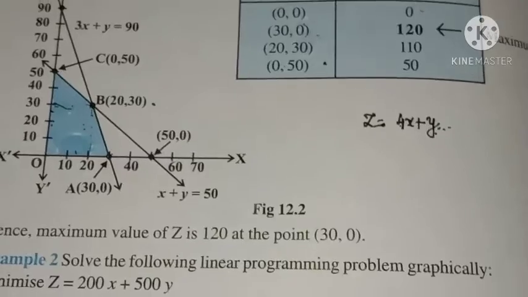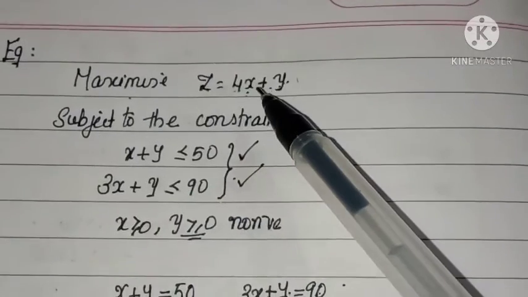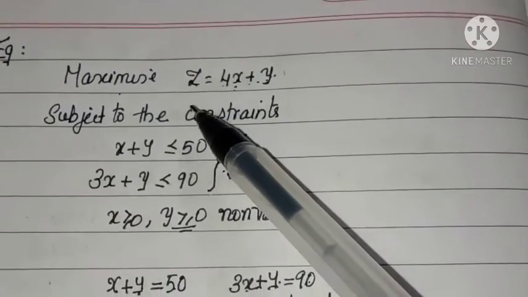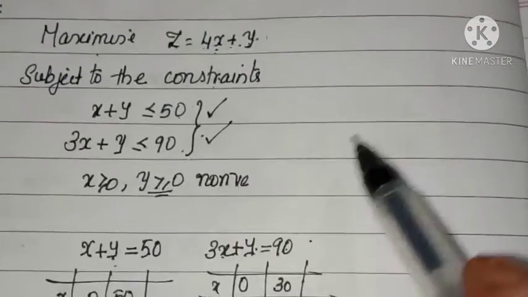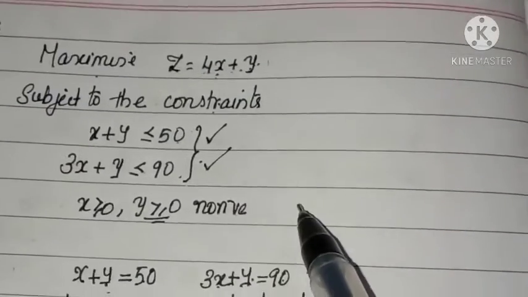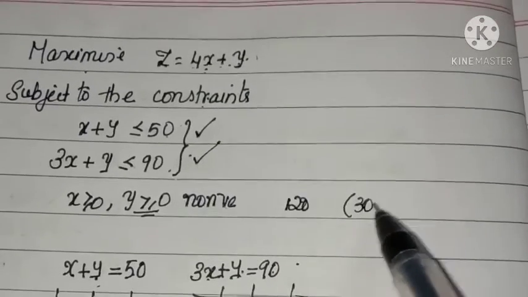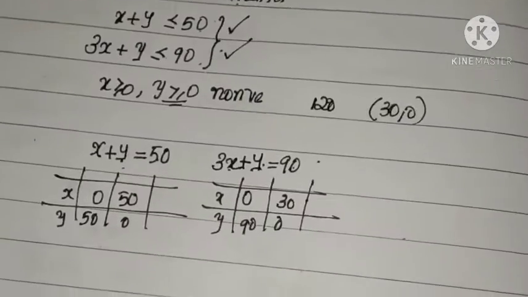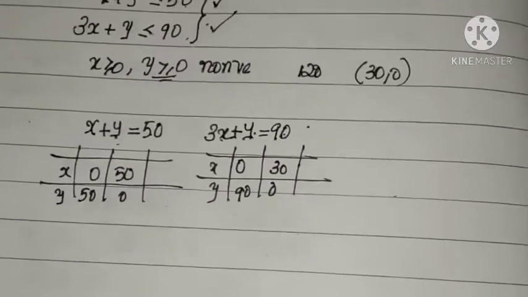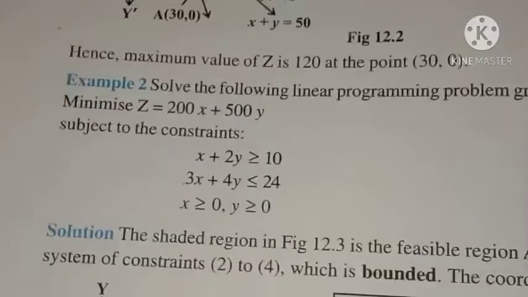That means we can easily solve the linear programming problem: maximize Z = 4x + y subject to some linear inequalities or constraints. That is, the maximum value of Z is 120 at the point (30, 0). So this is the graphical method of solving any given linear programming problem. Okay, let's see another question.